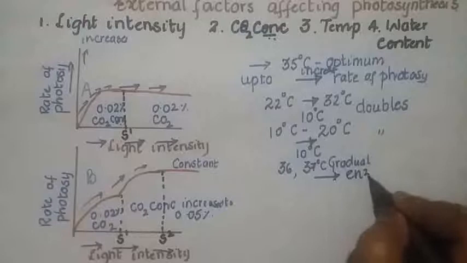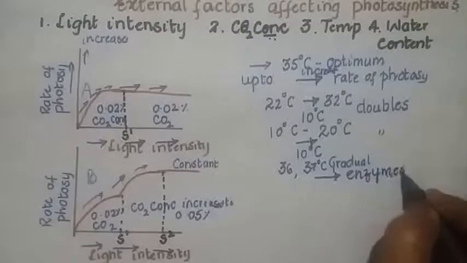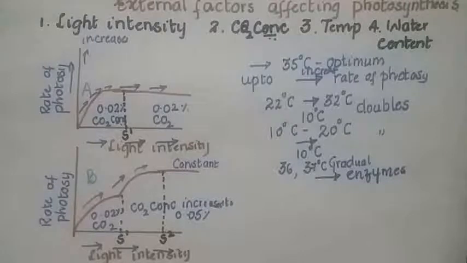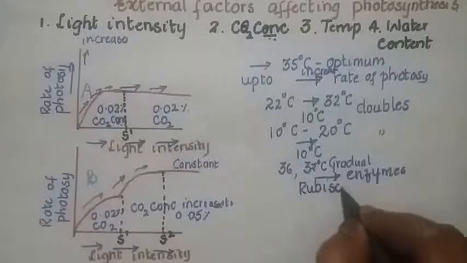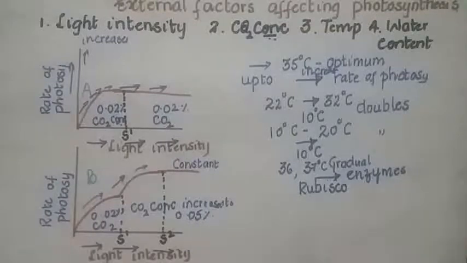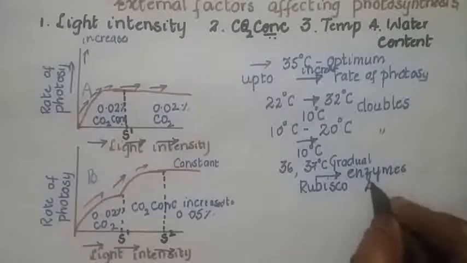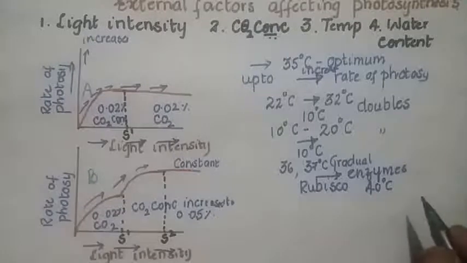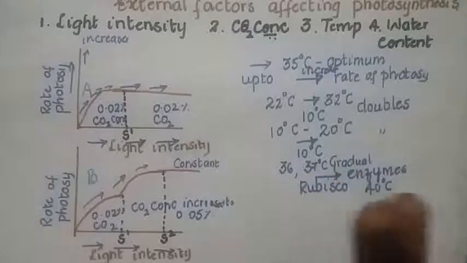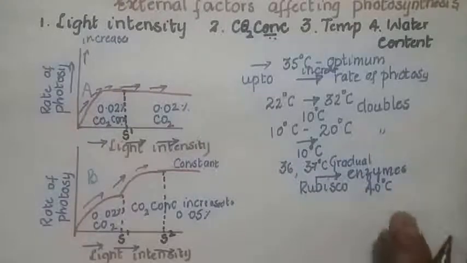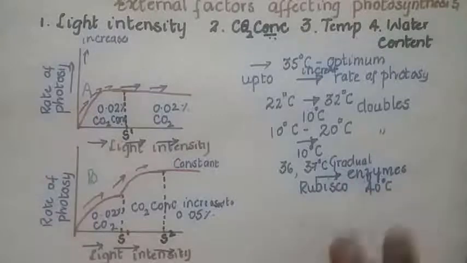the enzymes which take part in photosynthesis, especially in the dark reaction, there is one particular enzyme known as rubisco, which takes part in the dark reaction. That enzyme will be destroyed and it stops at 40 degrees Celsius. So higher the temperature beyond 35 degrees Celsius, the rate of photosynthesis reduces and stops at 40 degrees Celsius because the enzymes are destroyed at a high temperature.